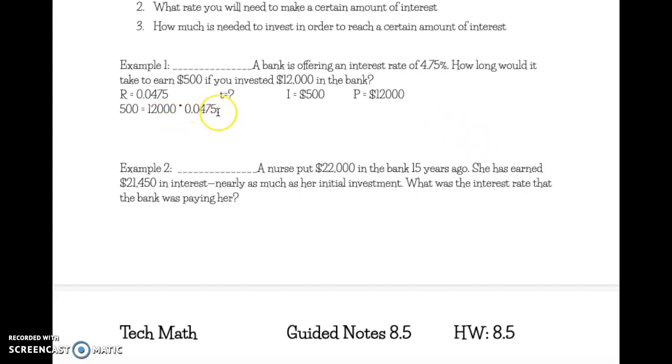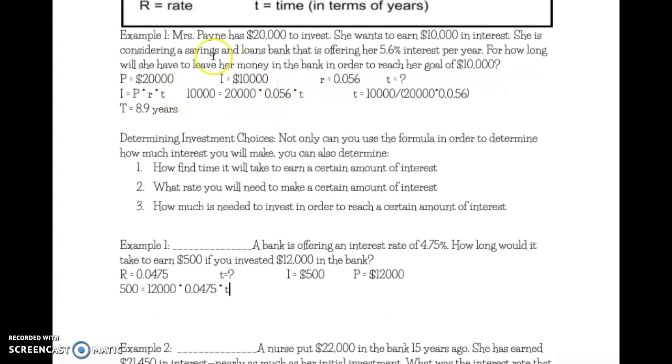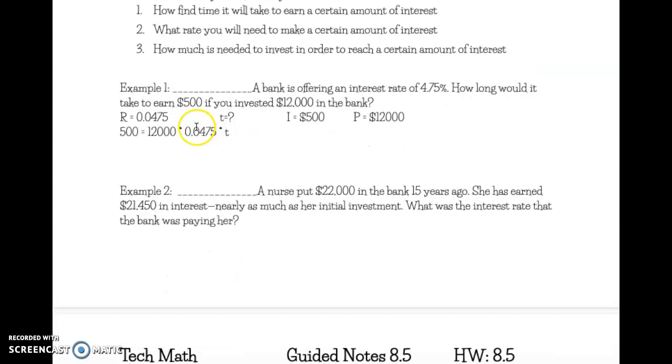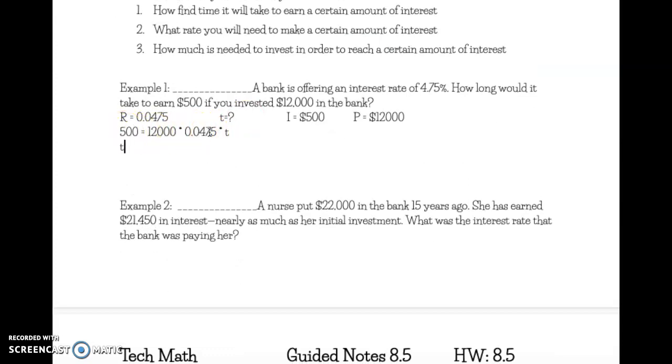Do not round this. We do not round until the very end, because that 0.0475, that's 4.75 percent, and you want as much as you can get, so do not round. And we multiply it by t. This one is very similar to the example we did up here. So we're going to do the exact same thing. In order to solve for t, we need to divide the left side by everything on the right. So I'm going to say 500 divided by everything on the right to get t by itself.